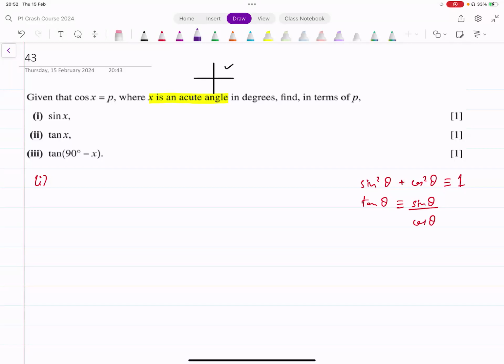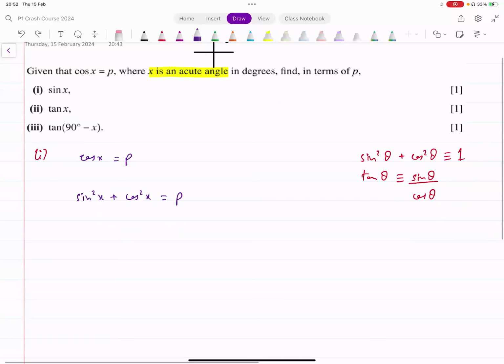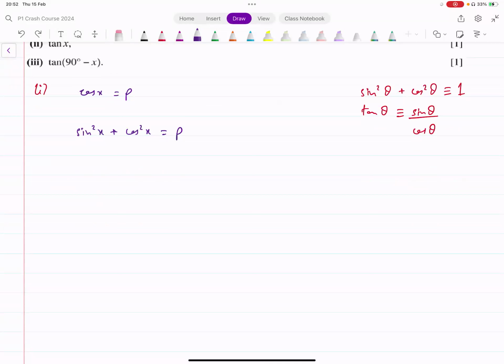We know that cos x equals p. That's what we are given. So if we use this identity, the first one, we can say sine square x plus cos square x, that should equal... I'm sorry, this is supposed to be 1 on the right side. Sine square x plus cos square x is equal to 1.